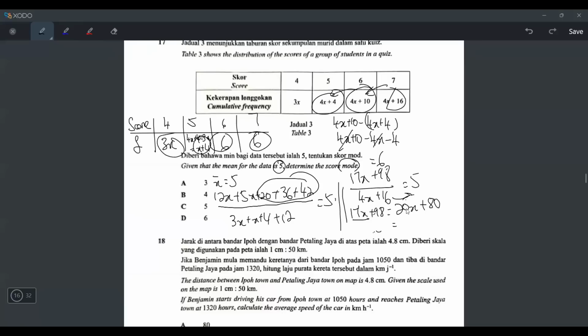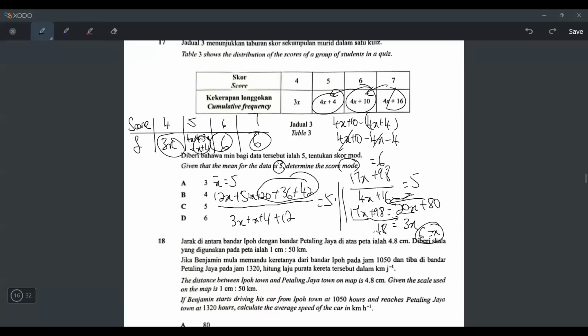So how to find x? This one has x, this one has x, but they are on different sides. So move this over first. Plus 17 moves and becomes minus 17. 20 minus 17 is 3x. The 80 can move over here, plus 80 becomes minus 80. What is 98 minus 80? 18. So x equals 18 divided by 3, which is 6. So the x value is 6.